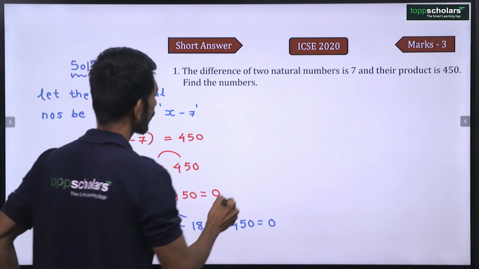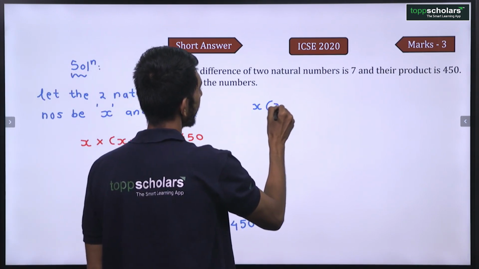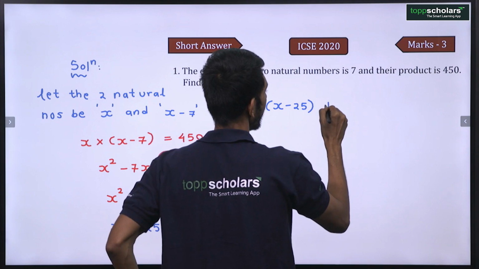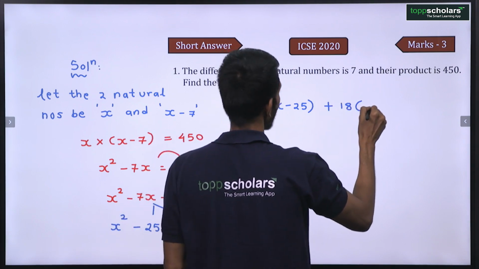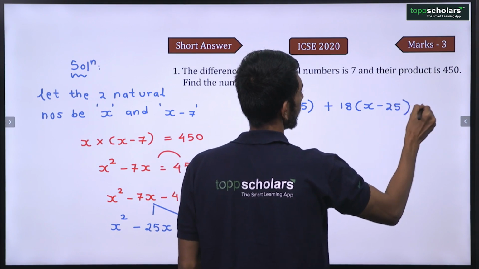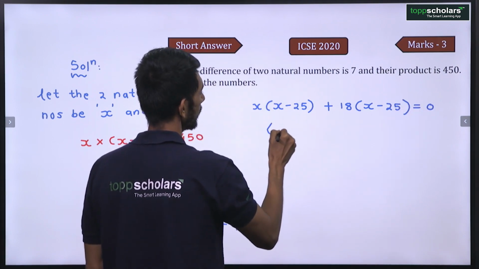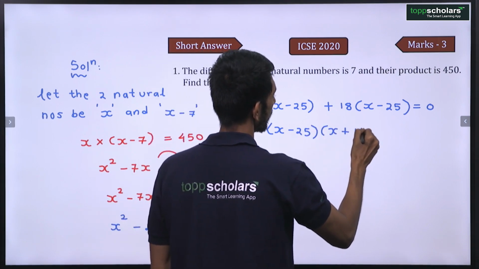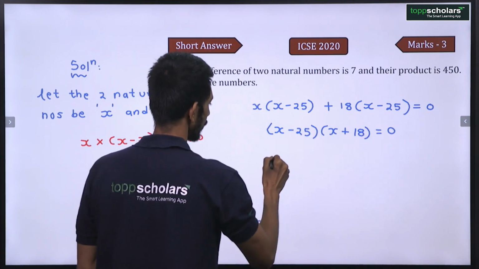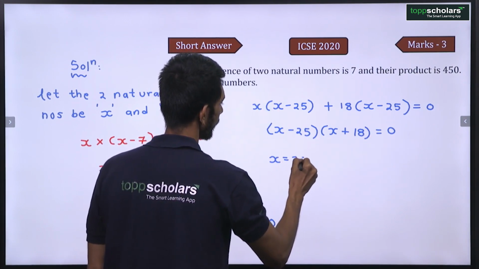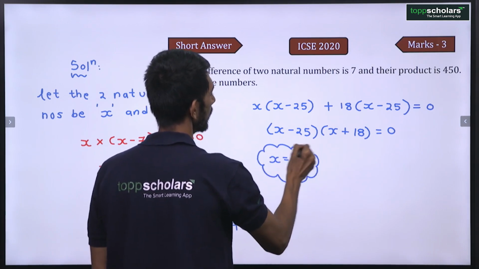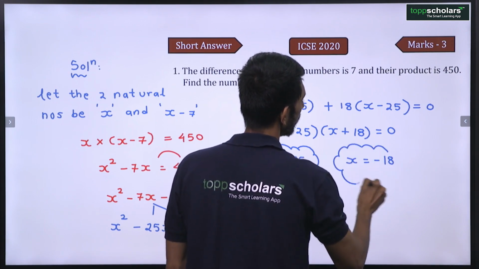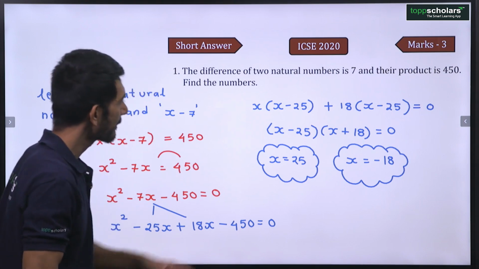right. So if I take x common, that gives me x minus 25, right? Plus if I take 18 common, that again gives me x minus 25, right? So further you get x minus 25 into x plus 18 is equal to 0. So can I say you get x is equal to 25 or x is equal to minus 18.